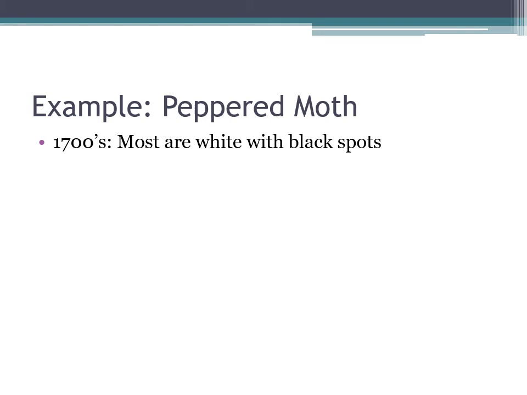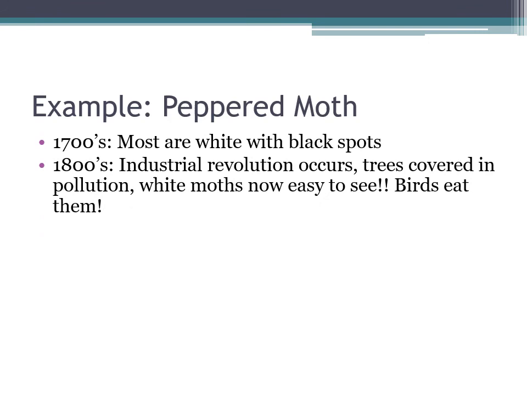Back in the 1700s, most of them were white with black spots because when they landed on the trees, most of the trees were white with black spots and they could blend in very, very easily. However, in the 1800s, when the Industrial Revolution occurred, trees started to become covered in pollution, and there were no regulations at all on the environment back then.